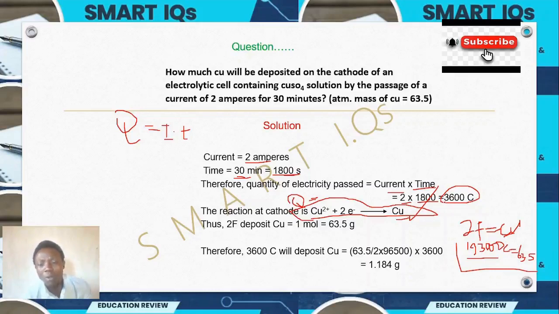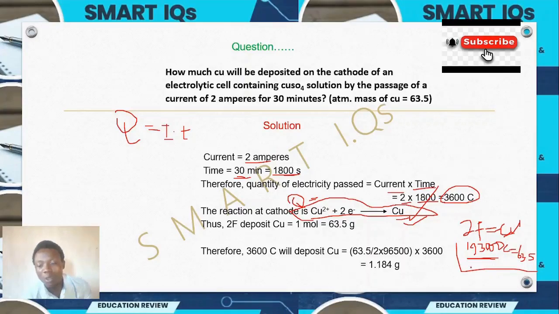So what will be the amount of copper this 3600 coulombs will liberate? Are we together? Very good. So remember that from our reactions at the cathode, based on this reaction, 193k coulombs will liberate the amount of atomic mass of copper, right?